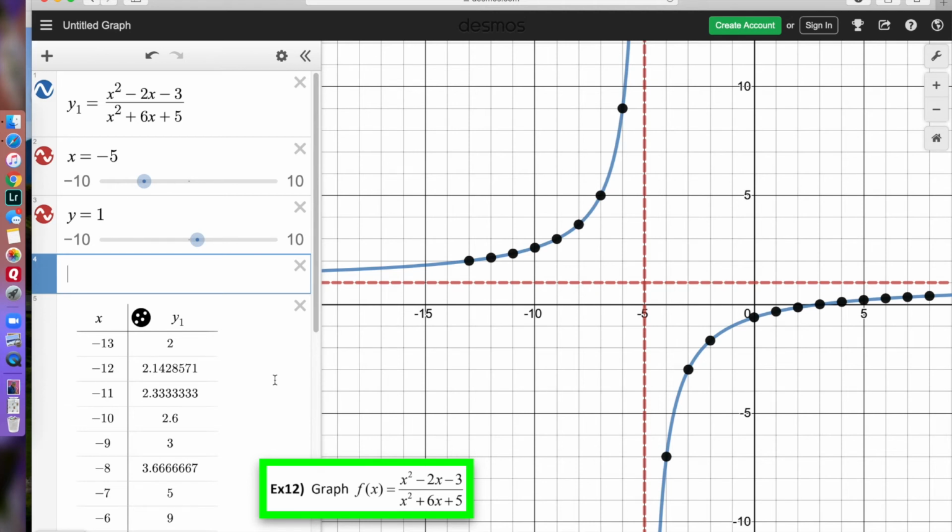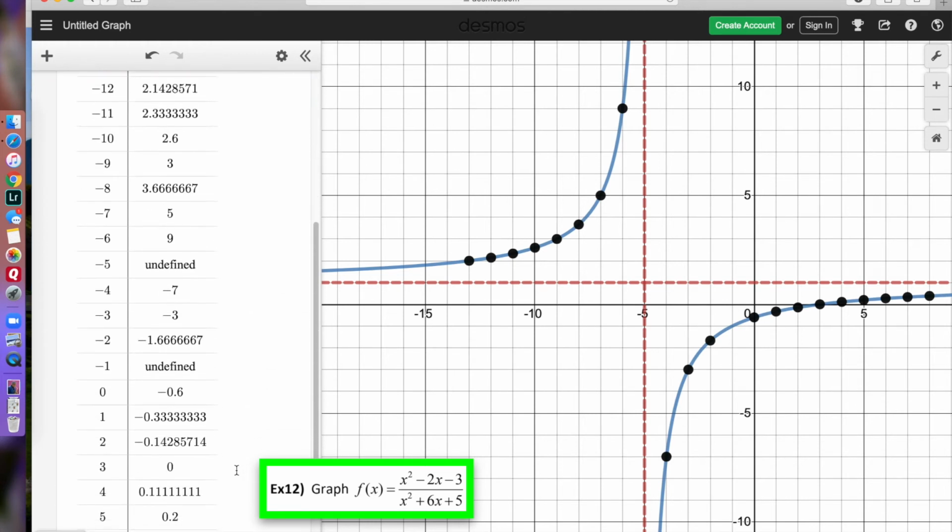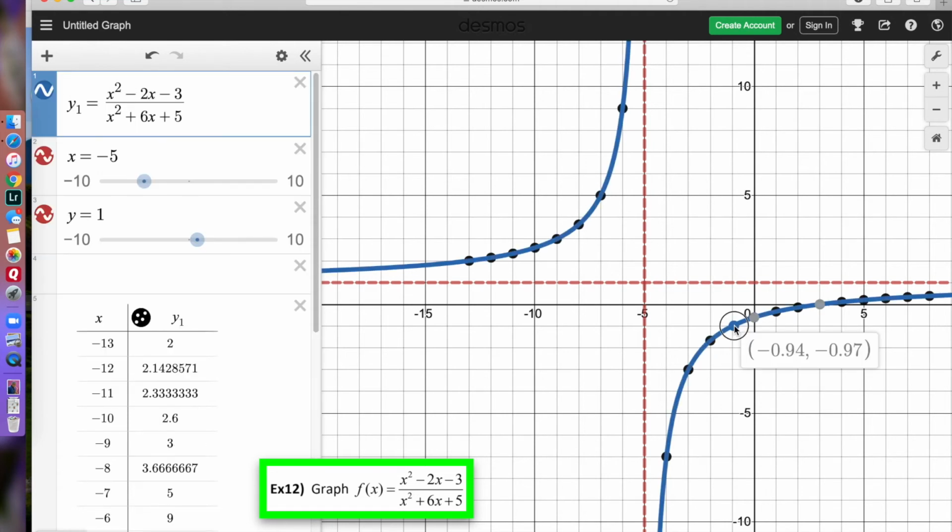So we said that there's a vertical asymptote at -5. But when we looked at the values in the table here, we can see that there's another place that's undefined at -1. And I think I talked about the fact that you can arrow over that and see that it's undefined over here, and that it looks like a little hole. You can actually graph that by graphing the ordered pair.